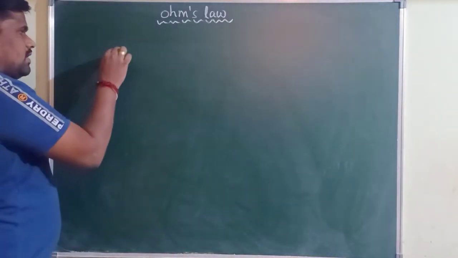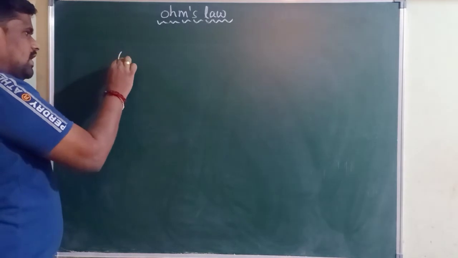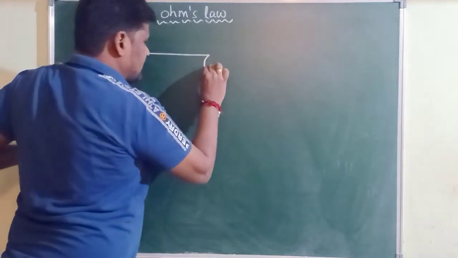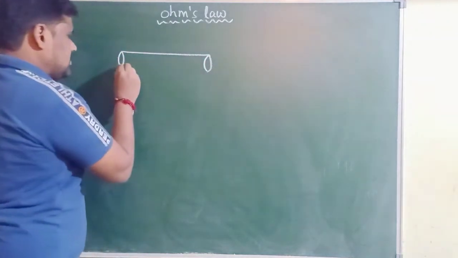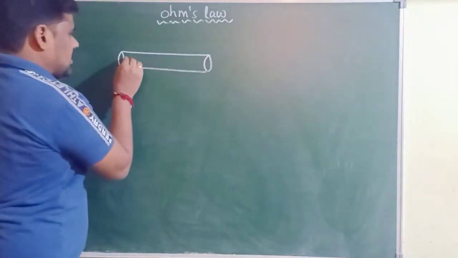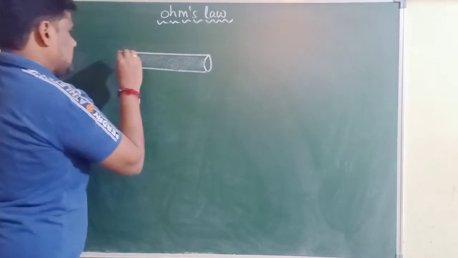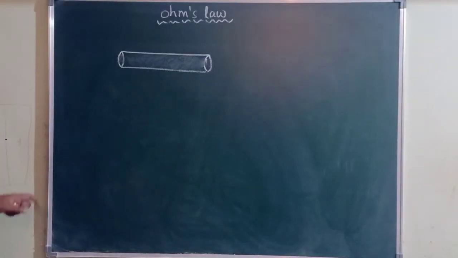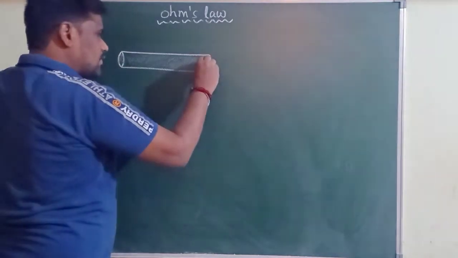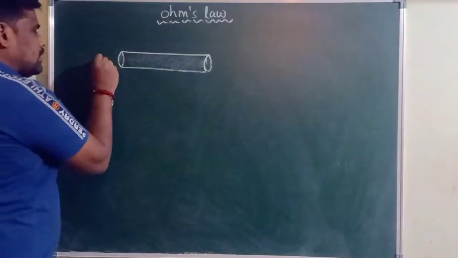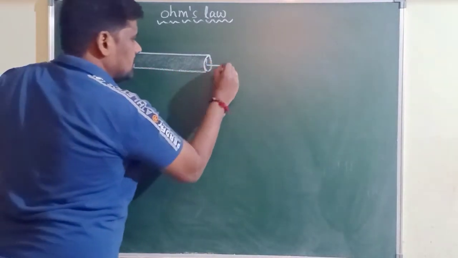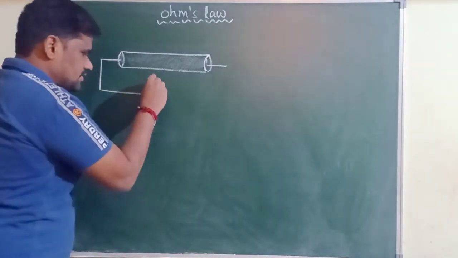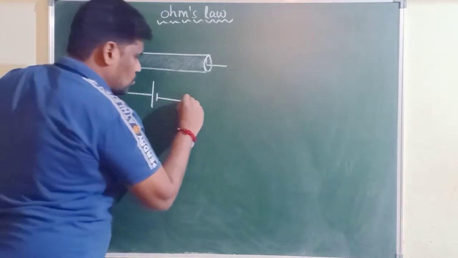To understand the statement of Ohm's law, let us consider a metallic conductor, say for example, a copper conductor. L is the length of the conductor and A is the area of cross section of the conductor. Across this conductor, we are going to apply a potential difference or voltage.